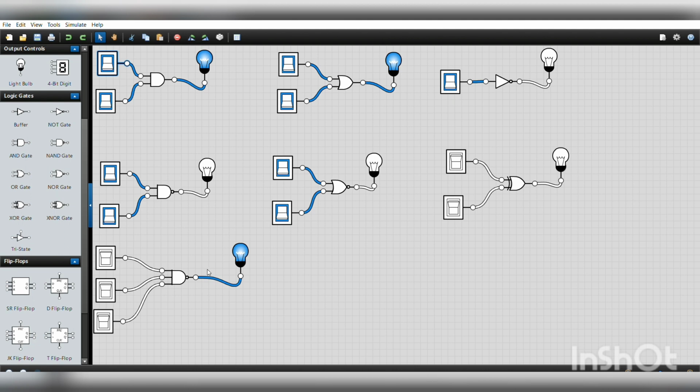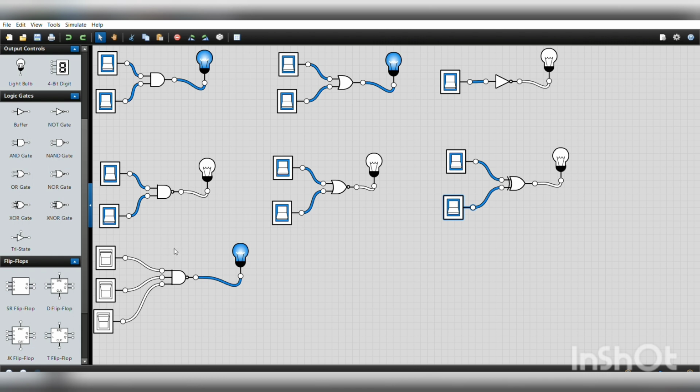Now let us verify the outputs for an XOR gate. When both the inputs are 0, the output is also 0. When the input is 0 and 1, your output is 1. When your input is 1 and 0, your output is 1. And when the inputs are 1 and 1, your output is 0.